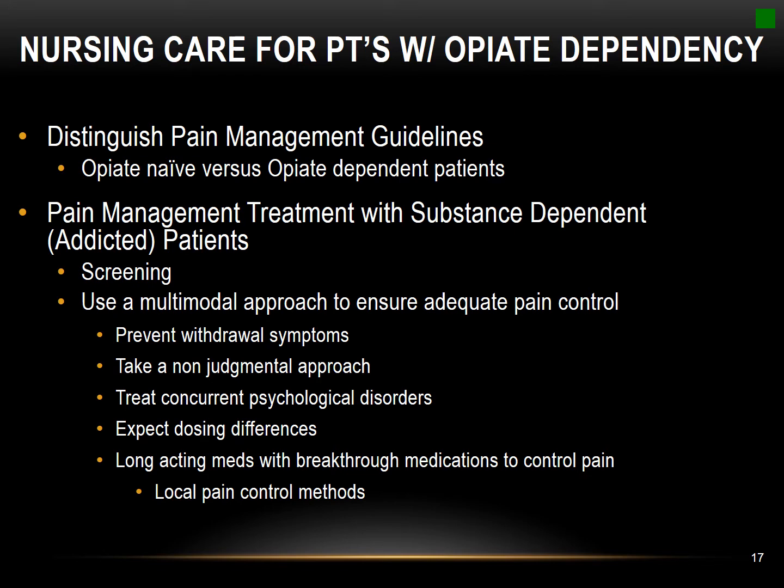It's important that you as the nurse take a non-judgmental approach to the patients. We may be treating concurrent psychological disorders, and you should expect that there may be some dosing differences. These patients may need higher doses because they metabolize their meds and sense their pain stimuli differently than patients who don't have a substance use disorder with opioids. We may end up using some long-acting pain medications to control breakthrough pain. And another thing that we could be using is regional pain techniques like nerve blocks for local pain.